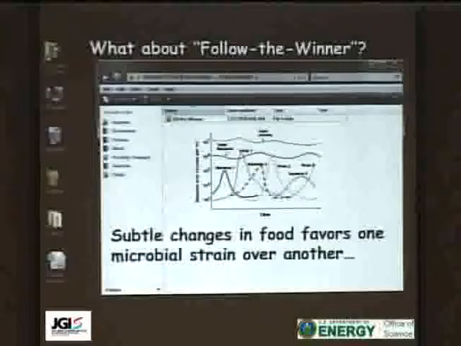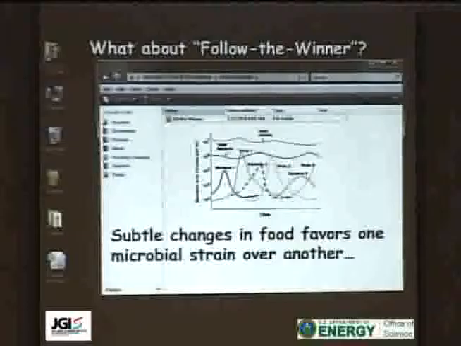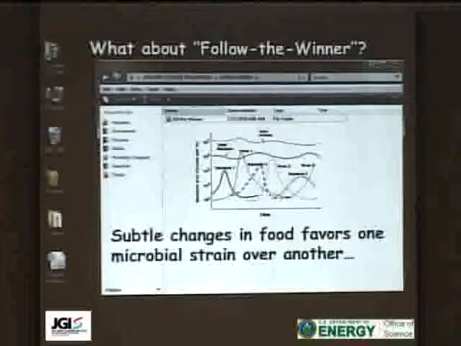All right, so that seems perfect, right? We've got it figured out. We know how this is working. The phages are coming in, they're killing things, and then you get new microbial strains. And of course, then some reviewer points out that we could be totally wrong. And the idea is follow the winner, which is basically a bottom-up sort of thing, which is the idea that what we're actually looking at is that there are subtle changes in the foods that are available, that leads to different strains, and then you're seeing the viruses there, right?